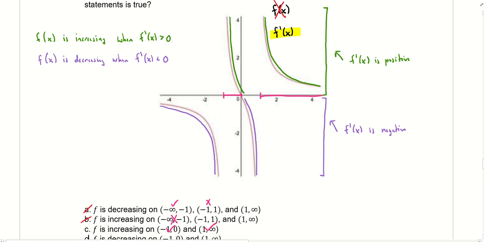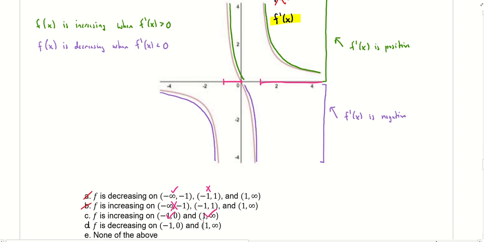So it looks like option C is the correct one, but let's do D and E just to make sure we've got the correct option here. What about D? D is stating that the function is decreasing on negative 1 to 0 and 1 to infinity. Okay, well, that's the same intervals as in part C. So that was this interval and this interval. And we just said from part C that that's where we have positive first derivatives, right? That's where our first derivative is above the x-axis. And we just said if our first derivative is positive, that's where we have an increasing function. So in part D, neither one of these is correct.